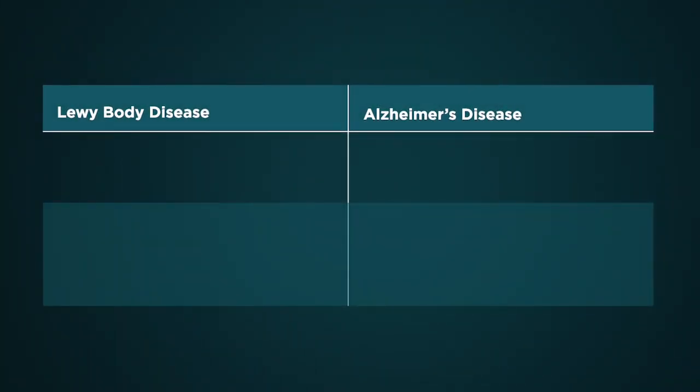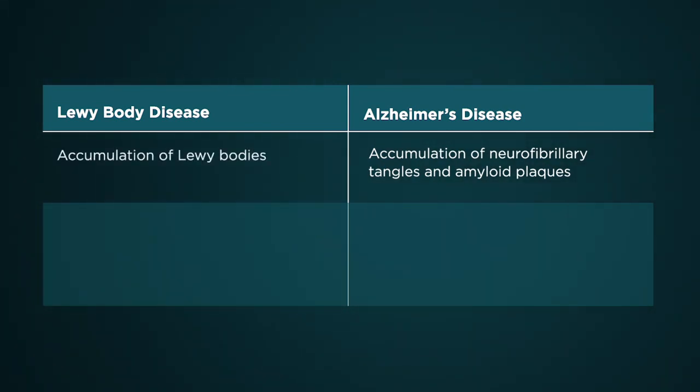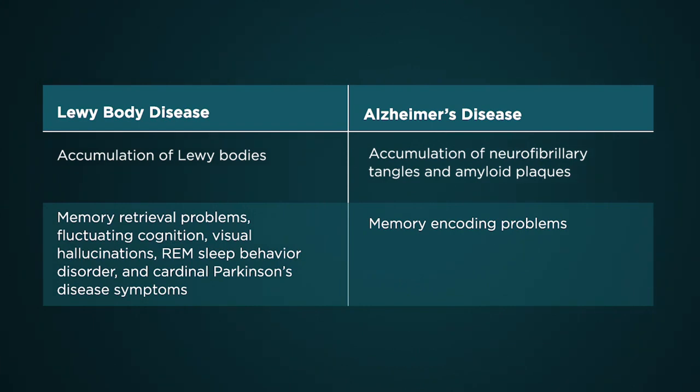So can you see how Lewy body disease differs from Alzheimer's disease? For one, Alzheimer's is associated with the accumulation of neurofibrillary tangles and amyloid plaques, not Lewy bodies. And even though some of the dementia symptoms are similar, Alzheimer's patients have more prevalent memory problems and do not tend to have fluctuating cognition, visual hallucinations, REM sleep behavior disorder, or cardinal Parkinson's disease symptoms, whereas Lewy body disease patients do.